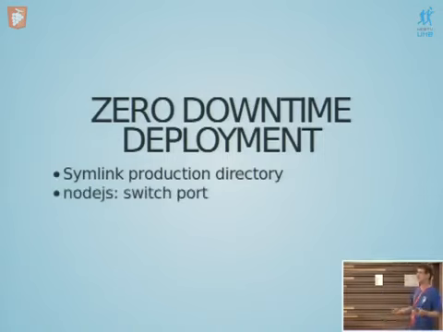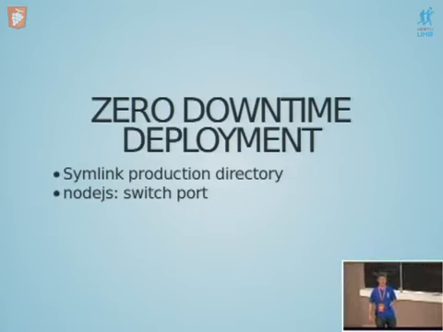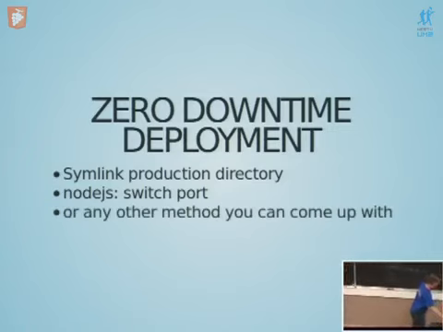In Node.js, I have just done that recently. There's a different approach. You can switch the port. Start the application on port 8000, and you start a new application on 8001. Both are accessible. And then you switch off port 8000 and reroute your proxy. Also a solution you can think of. Or any other method you can come up with. There are many methods which people are trying to implement out there.